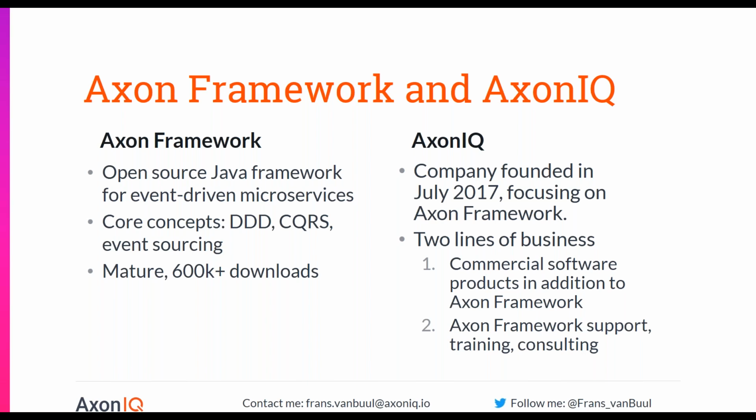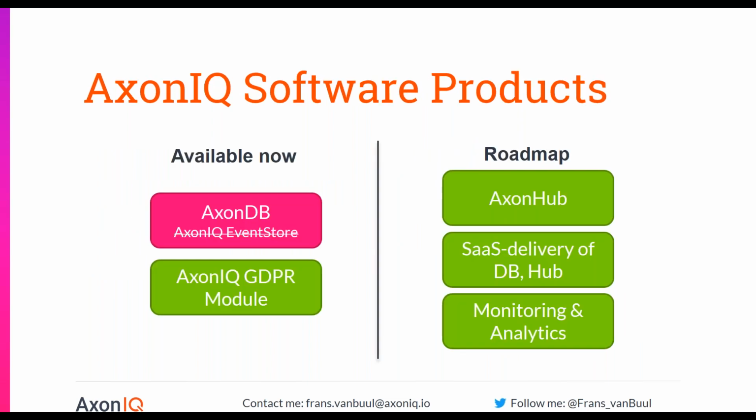Zooming in on those software products, we have two of them available now. AxonDB, which is the topic of this webinar, formerly known as Axonic Event Store. So if you participated in the beta testing of this product, then you might know it by that name, but we've renamed it, and I'll explain that later on. We also have an Axonic GDPR module.